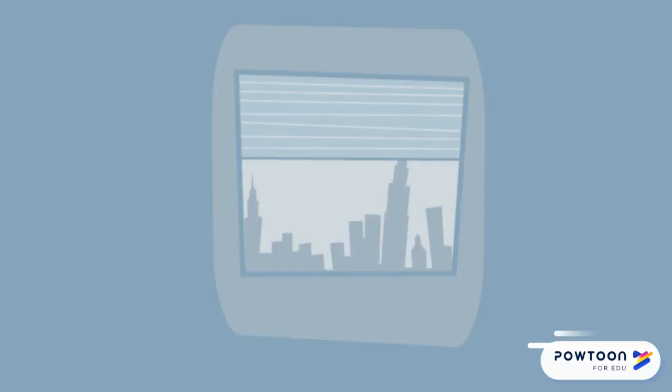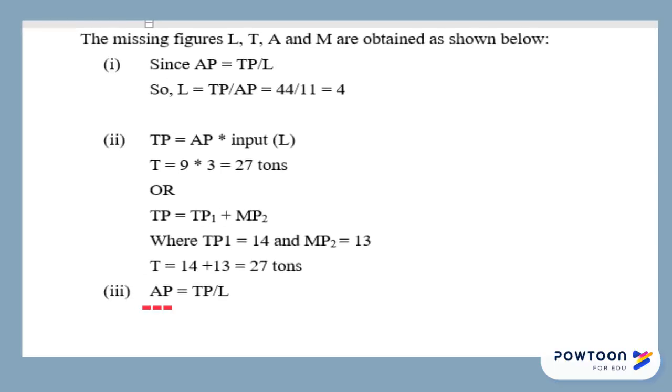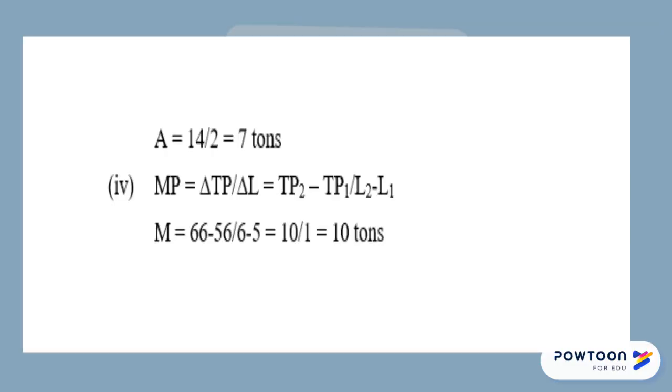The next one is average product, which can be calculated by total product over labor. When you divide total product by labor, which is 14 divided by 2, you will get 7 tons. And this 7 tons is the average product.